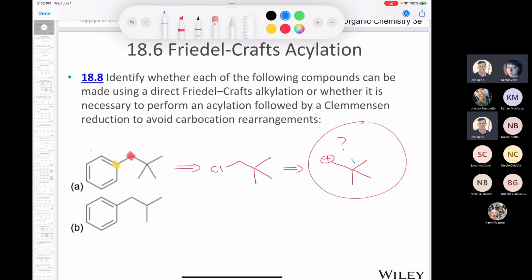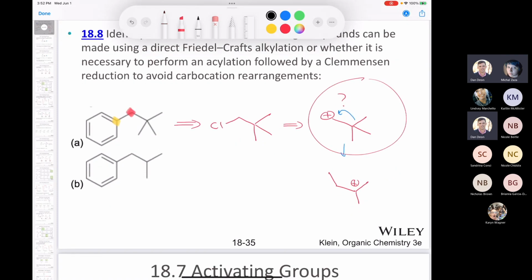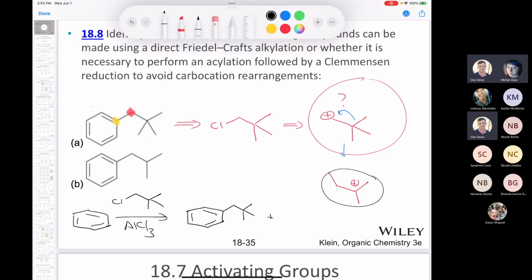Because this would rearrange, and then you'd have a carbocation here, and now you'd end up with the tertiary carbocation. If you were to try to do that reaction, jeepers, I'm running out of space here. But if you took benzene and treated it with this alkyl halide and aluminum chloride, you'd end up with a mixture. You'd end up with some of the desired product, so pencil that in here. But the major product would be the reaction with this electrophile, which would give you what? Let's draw it out carefully here.